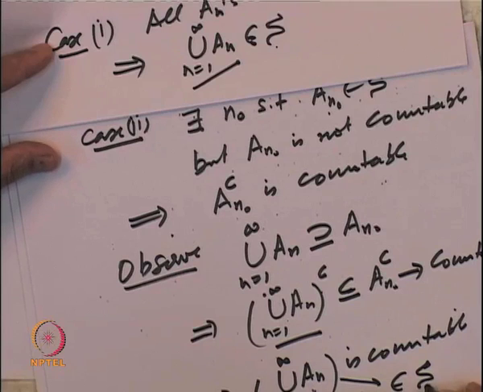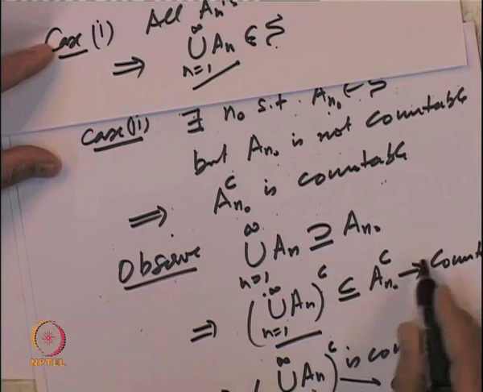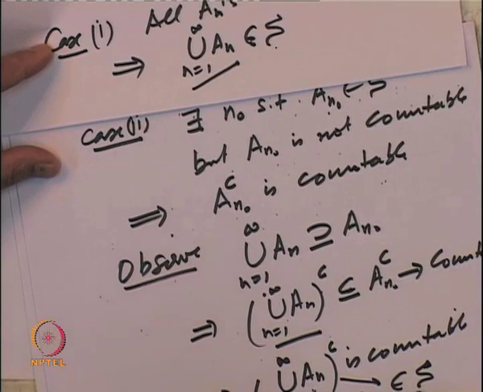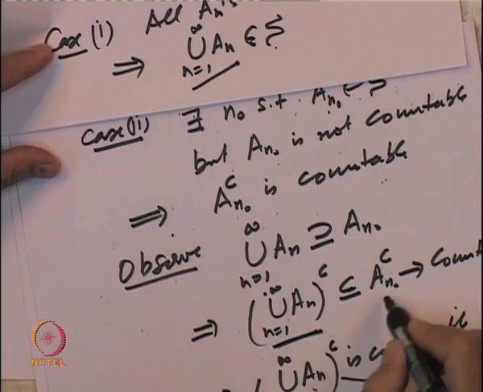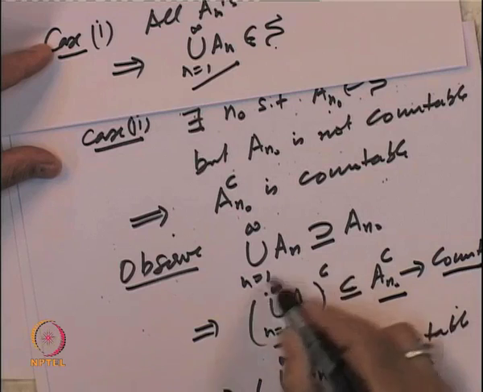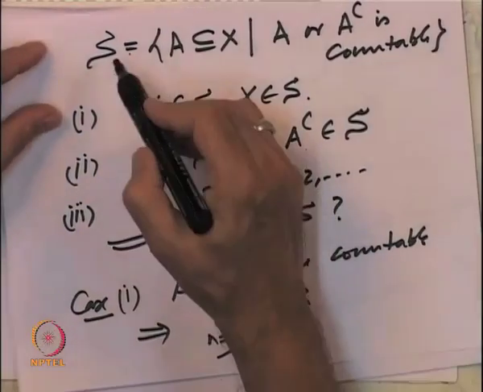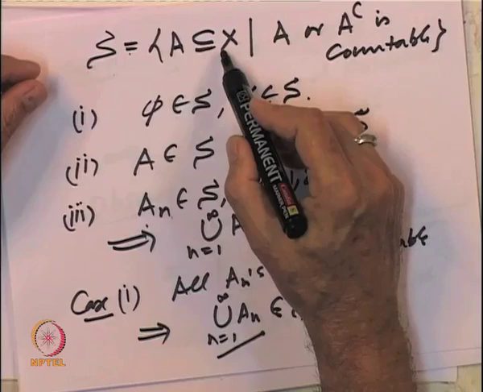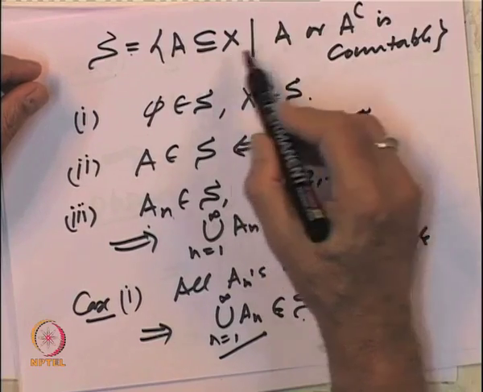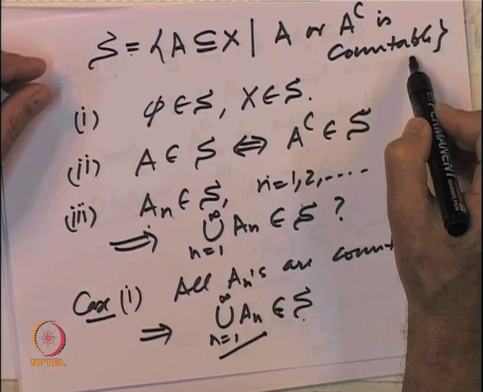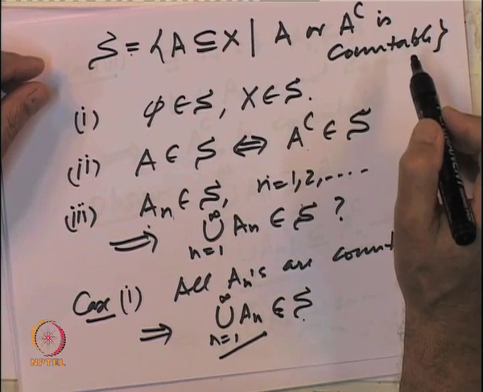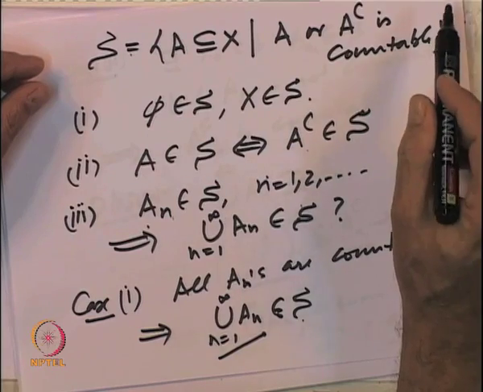So, this is a set whose complement is countable. So, that means this set must belong to S, right. So, the complement of this set is countable, so this belongs to S. So, what we have shown is, let us look at the collection S of all subsets A of X such that A or A complement is countable. Then this collection is a sigma algebra of subsets of X.